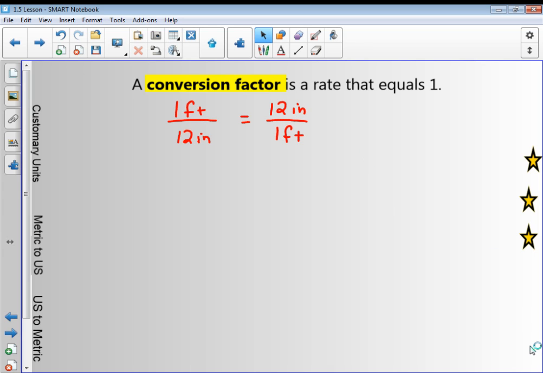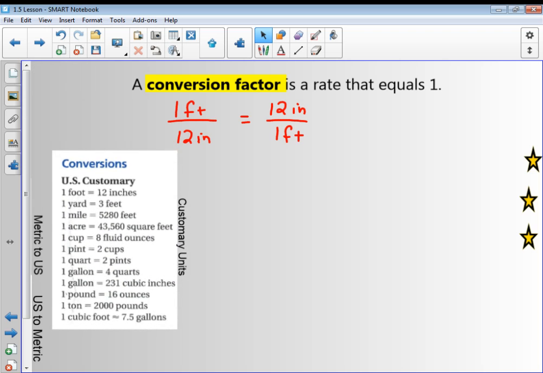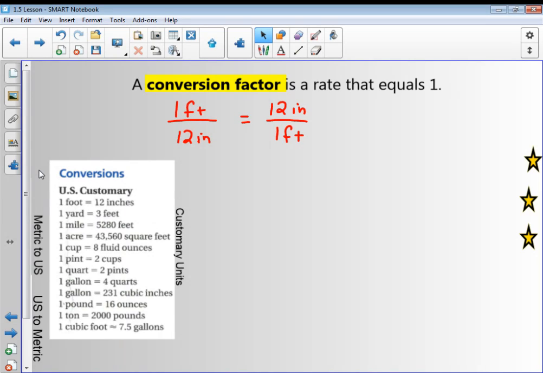Okay, today we're going to be working with conversion factors, or converting. We'll start out with US to US. So a conversion factor is a rate that is always equal to 1. Out of the back of your book, you have things that look like this. This is on one of the last pages of your book. So it's conversions. You have US to US, metric to US, and US to metric.